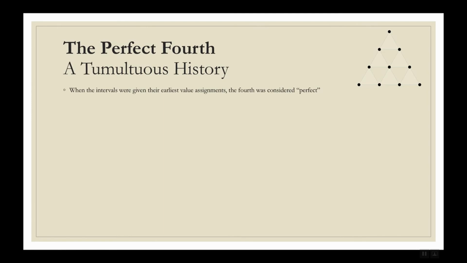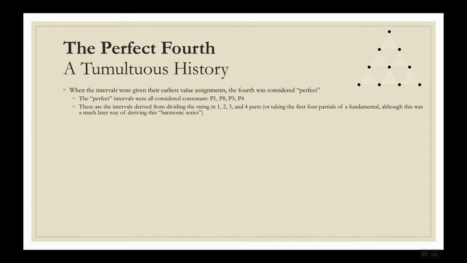I think you're going to understand what happened. So when the intervals were given their earliest value assignments, the fourth was considered perfect. Perfect intervals were all considered consonant: perfect unison, perfect octave, perfect fifth, perfect fourth. By the way, this goes all the way back to Pythagoras, about 2,500 years ago, about 500 BC. So these are the intervals that are derived by dividing the string into one part, which is the unison, 2 parts gives you the octave, 3 parts gives you the fifth, and 4 parts gives you the perfect fourth.